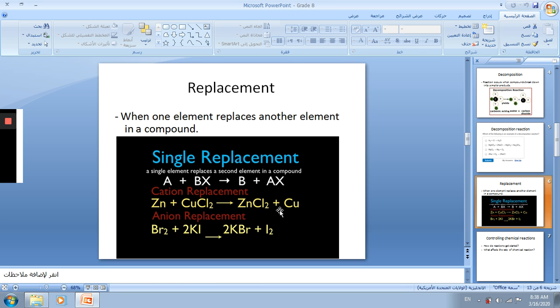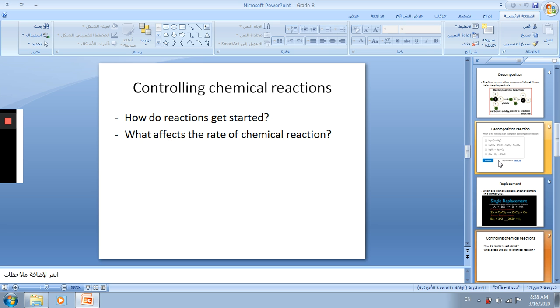Now cation replacement, as in the example below: Zn plus CuCl2 will give ZnCl2 plus Cu. Now the replacement happens between Cu and Zn, as you can see. Also for this example, replacement happened between I and Br. So the product was 2KBr plus I2. This is about the three types of chemical reactions.